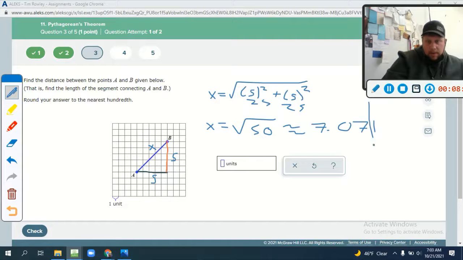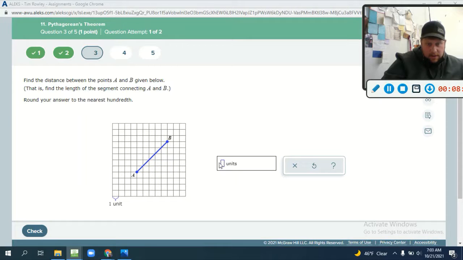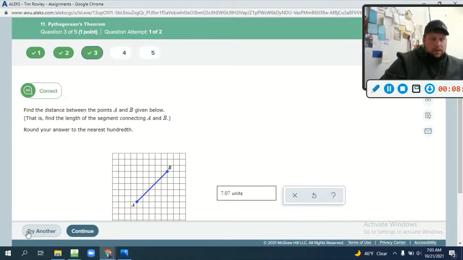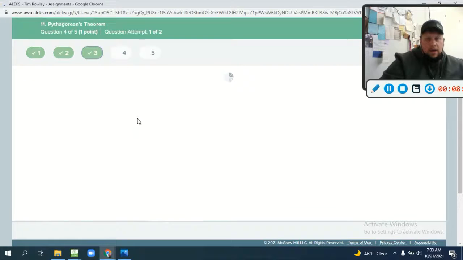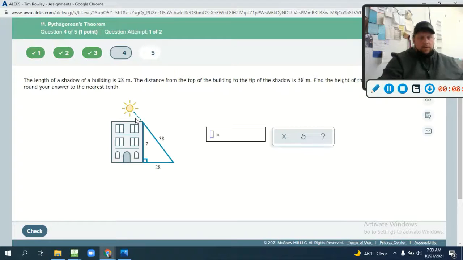So let's stop at the hundredths. Again, that 1 tells the 7 to stay the same. So 7.07. Another 7. And let's check it. Check. All right, let's work through this.